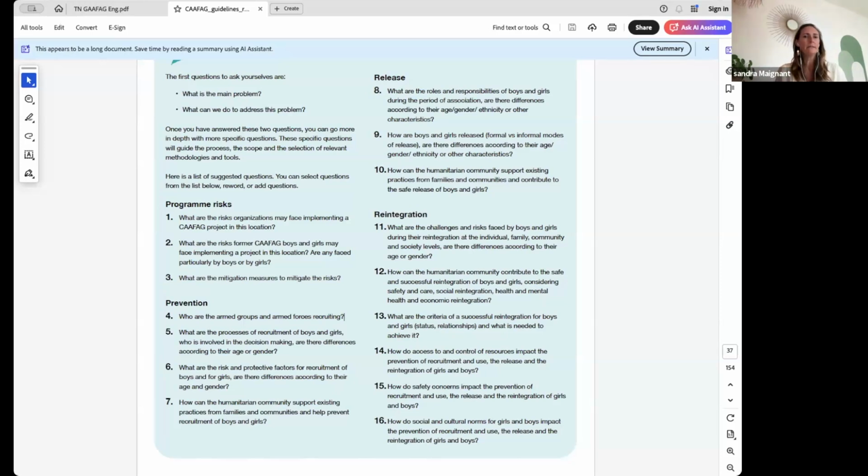What are the barriers to doing a context analysis or a needs assessment on CAAFAG? What are the risks, what are the challenges that you have faced? And maybe at the same time, the follow-up question is, what are the risk mitigation measures that you have put in place to reduce the risk? Who would like to start? Jan, would you like to share your experience from South Sudan and Northeast Syria?